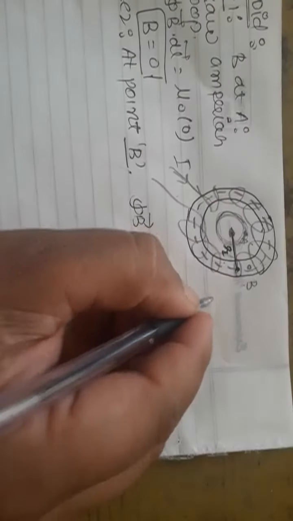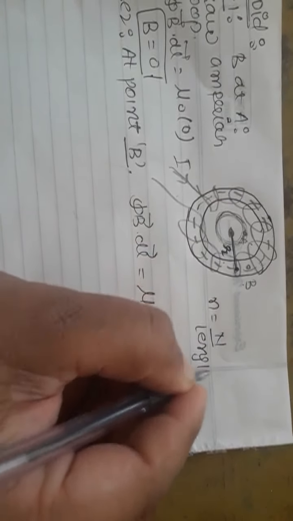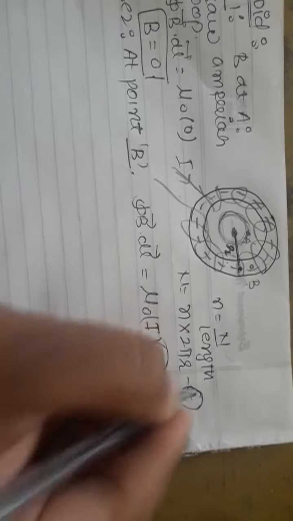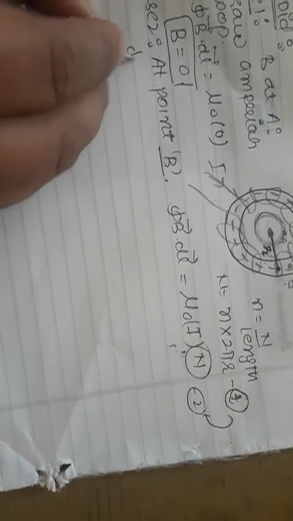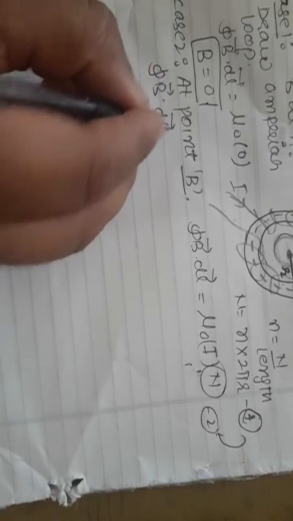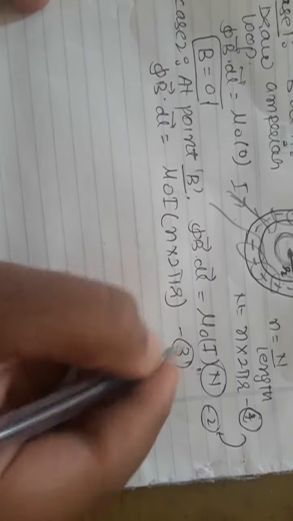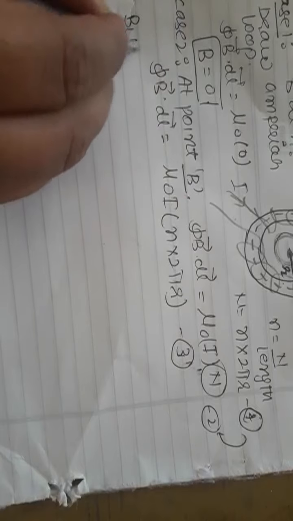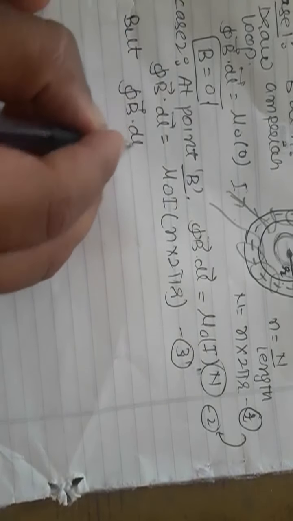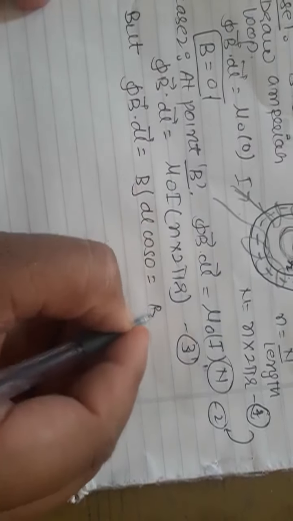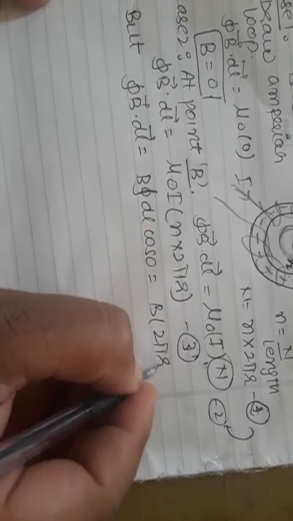Again, what is n? Number of turns per unit length. n will be n into length, since it is a circle, so length will be the circumference. So put this value: B vector dot dl will be mu naught I, check, n into 2 pi r, equation number 3. But if you solve and get the value of B vector dot dl, take a small element, dl is its length, so you get B dl cos 0. cos 0 is 1. Since it is a closed path, it will again be the circumference.